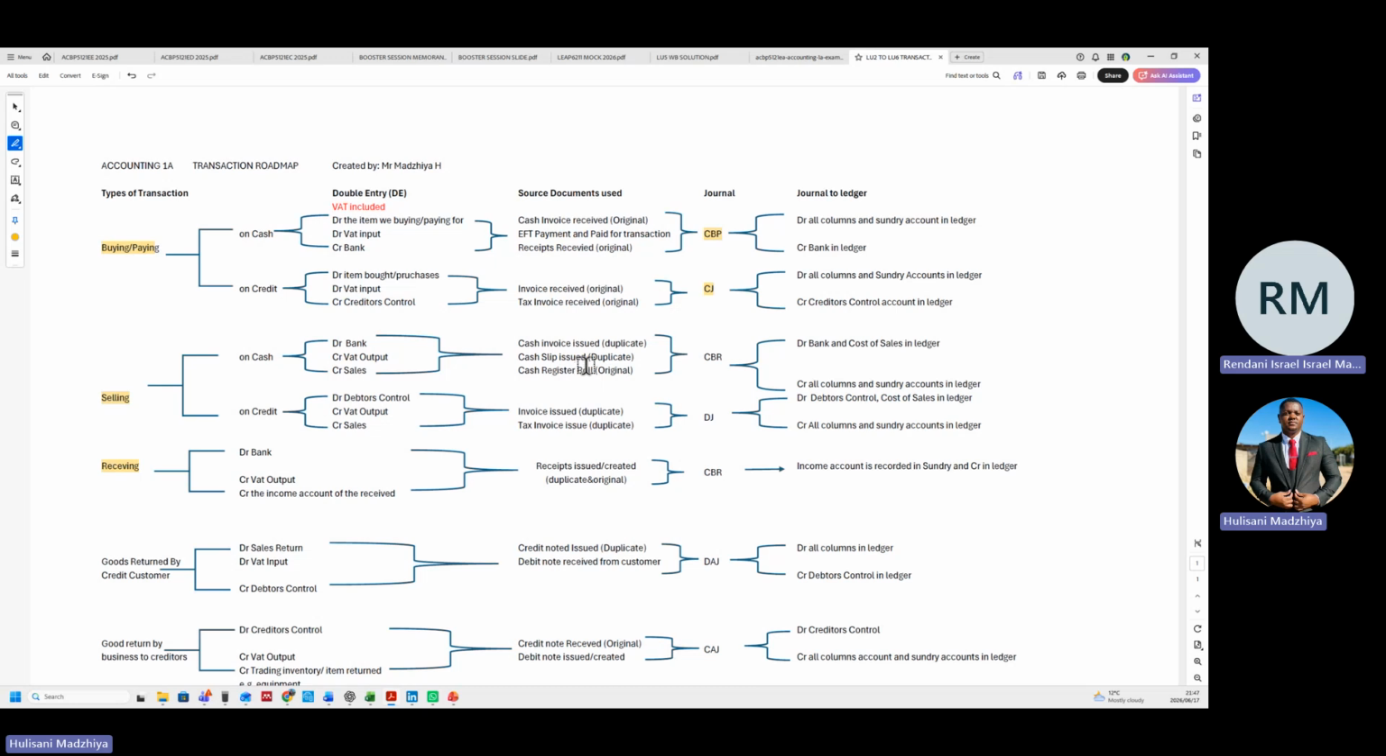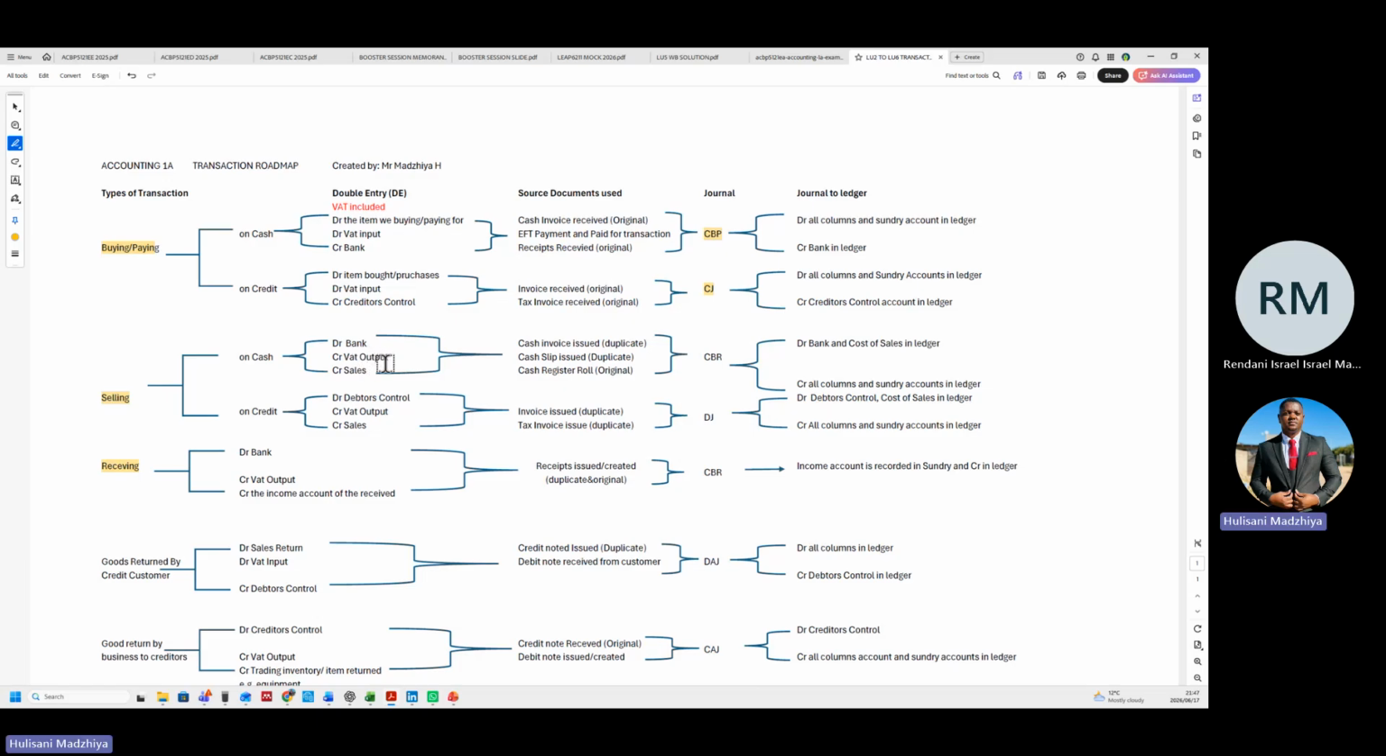So we use it as a source document. These three source documents, cash invoice, cash slip and cash register roll, indicate that we are selling something on cash. Those transactions are generally known as cash book receipts. The accounts that can be affected are the bank, VAT output and sales. So what we record as cash book receipts is recorded under the columns for bank, VAT output and sales, because those are the accounts affected here. When you are selling on credit, you look for these columns. Normally these are the main columns.